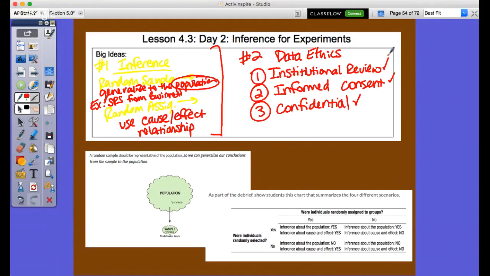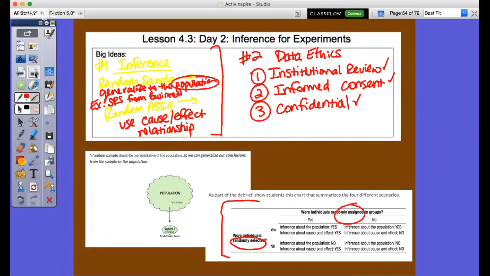Here's something too. Randomly assigned, right here, and individuals who are randomly selected. This is a random sample. This is our randomly assigned. You kind of can see this. It's a good box just to refer to when we talk about inference, about population and cause and effect, which we just talked about.